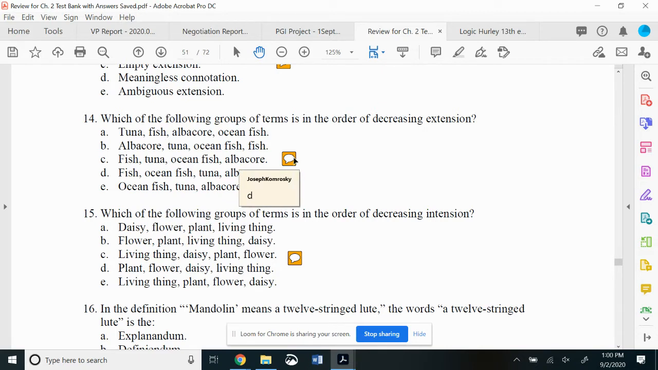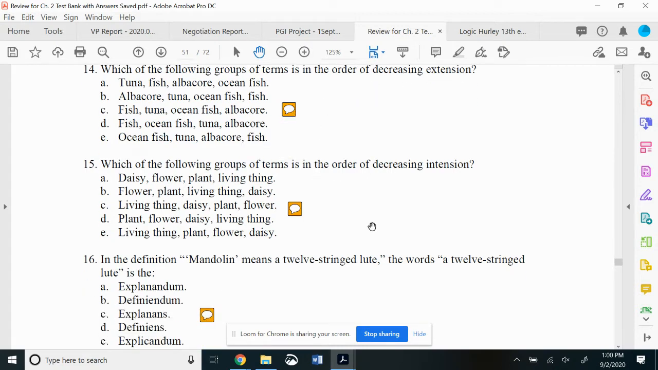So on this one, it was D. Okay. We start with something very basic, more of it in reality. We have more fish in reality than we do albacore, and then we have ocean fish, then tuna. So I'm starting less specific, and I'm ending more specific when I decrease my extension. What about 15? I'm decreasing my intension.